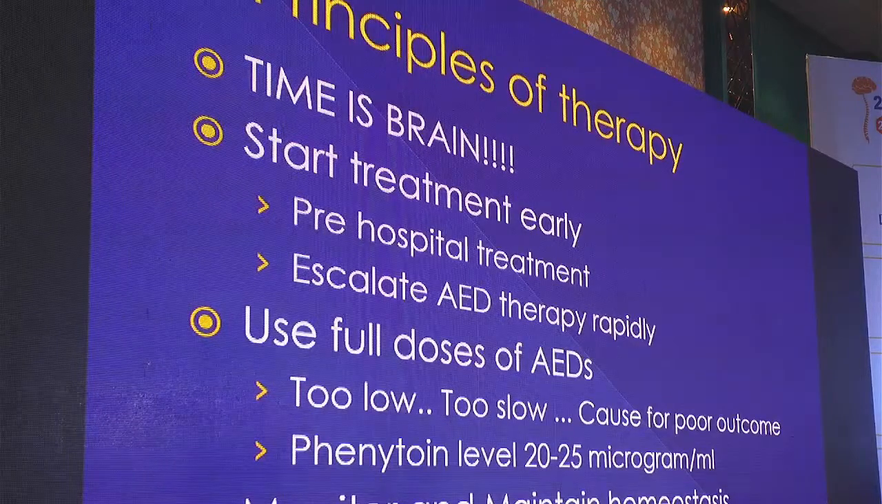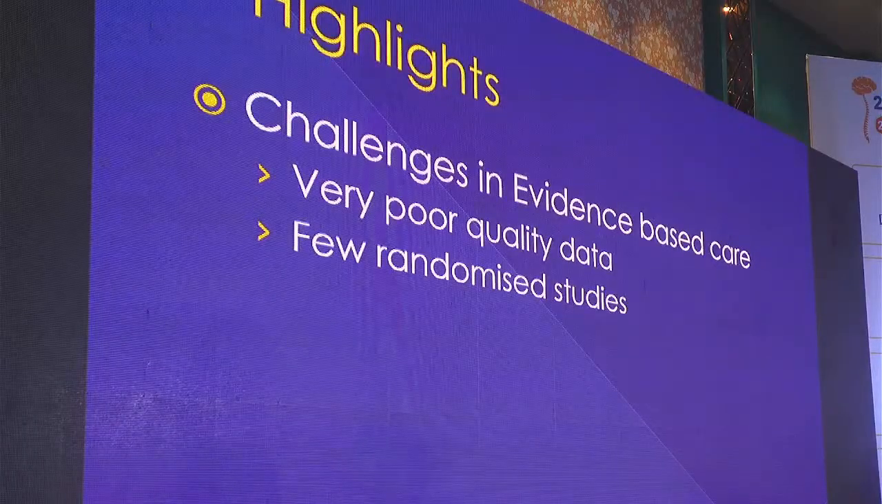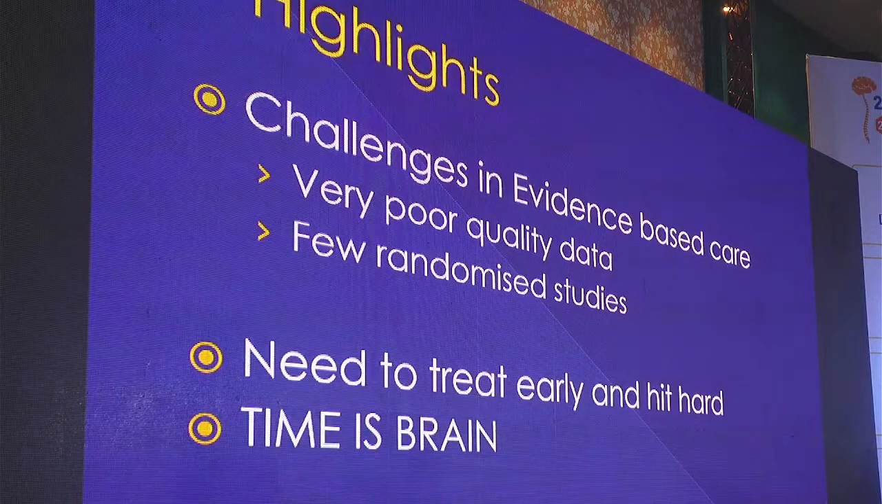You should also remember that it's not only about anticonvulsants. We need to monitor and maintain homeostasis. We need to look in parallel at the cause of the status, and also remember that while we use the quickly acting medications, we should keep an eye on maintenance therapy as well. The highlights in terms of what we have in the literature is that there is really a lot of challenge when it comes to evidence-based care, because the data we have is of very poor quality, and there are very few randomized trials. But again, I re-emphasize the need to hit early and the need to hit hard.